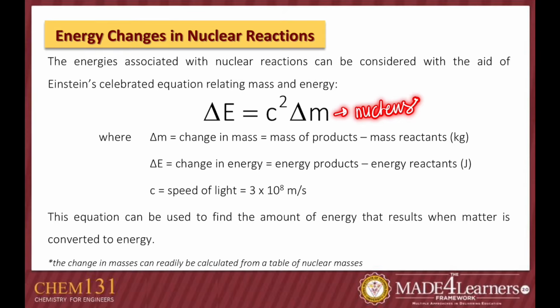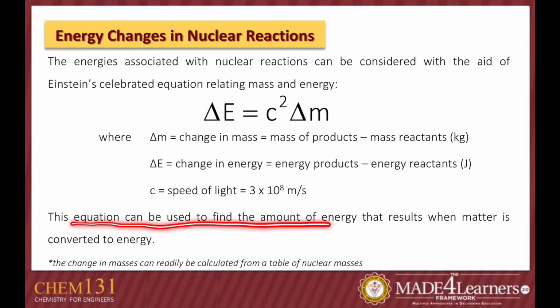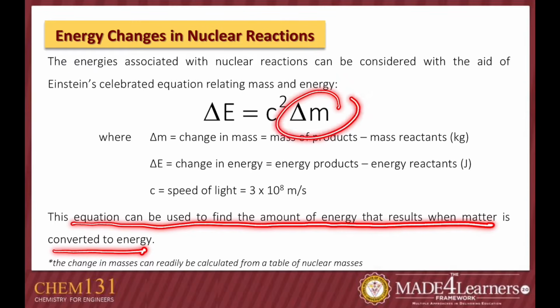Okay? So, for mass, we're going to use the SI unit, so it must be in kilograms. And for energy, we're going to use joules. And c here is a constant, the speed of light, and we're going to use the rounded off value of 3 times 10 to the power of 8 meters per second. This equation can be used to find the amount of energy that results when matter is converted to energy. Meaning, when there is a nuclear reaction with a change in mass, that mass is converted into energy.